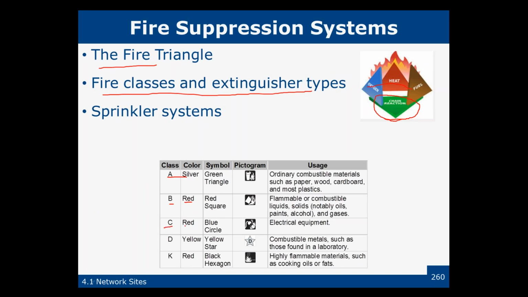Class C, the color of it is going to be red, and the symbol is a blue circle, electrical equipment. CO2 is going to be the standard to do these things, and you need to be sure that you have turned the power off. Class D, combustible metals, and Class K is something that has been around for a while, but I missed it for a long time. There are highly flammable materials such as cooking oils or fats. Again, the extinguisher is going to be red, and the symbol is a black hexagon.